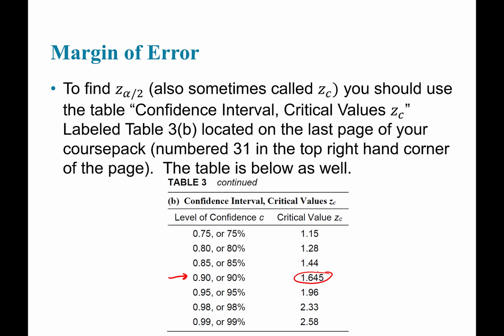There's a table in your book you can use as well if you want to use it. It's very similar. It just has the alpha column in between also. So it has the level of confidence C, the alpha value that corresponds with that, and then your critical value. It's up to you which table you use. I'm going to use this table, but you can use either table you want to use.